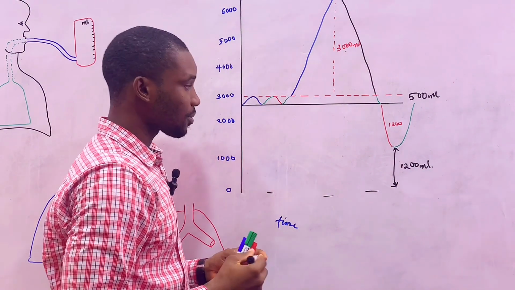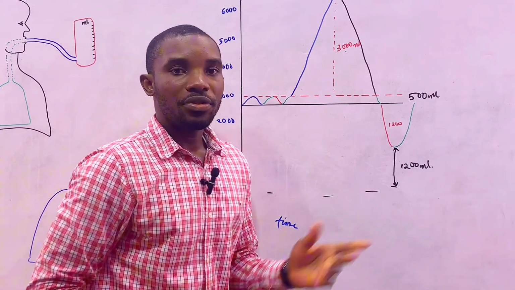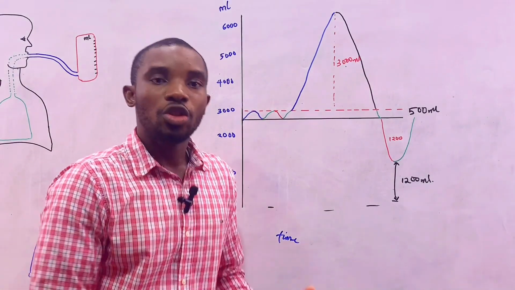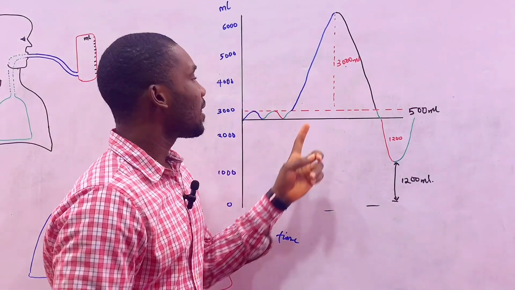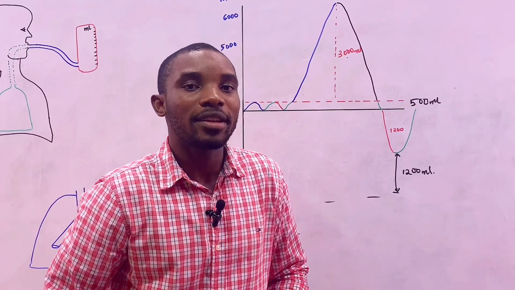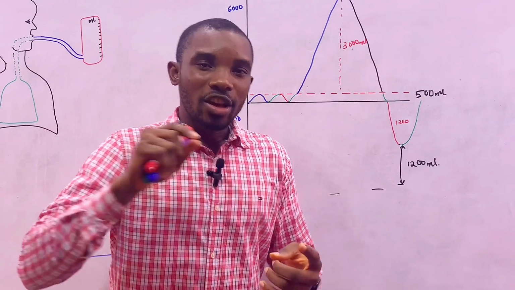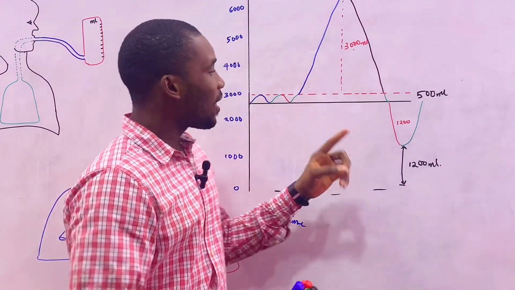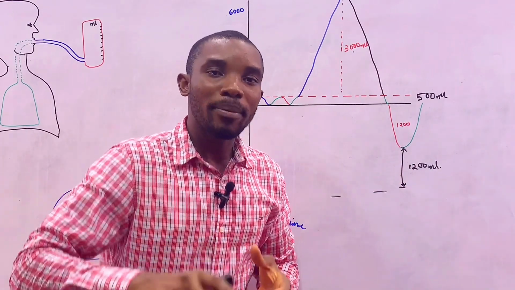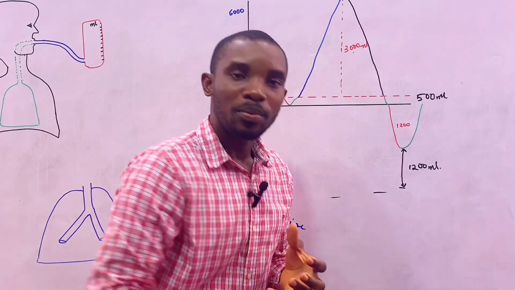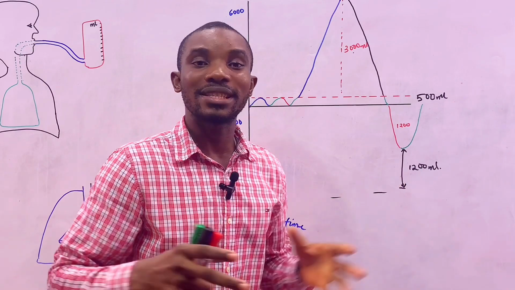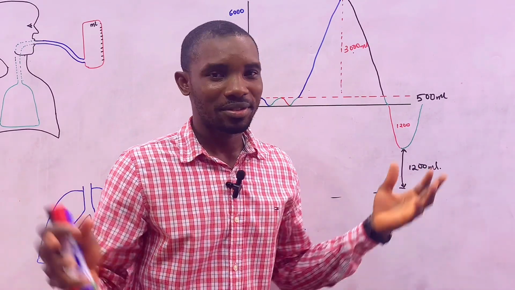All right. Now, as a brief recap, the tidal volume is the amount of air you breathe in and breathe out during normal breathing. The inspiratory reserve volume is the maximum amount of air you can inspire after normal inspiration. The expiratory reserve volume is the maximum amount of air you can expire after normal expiration. The residual volume is what is left after maximum expiration. Pretty easy, right?